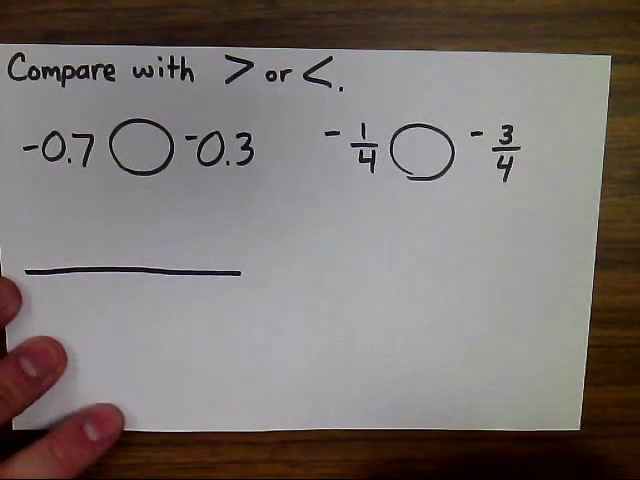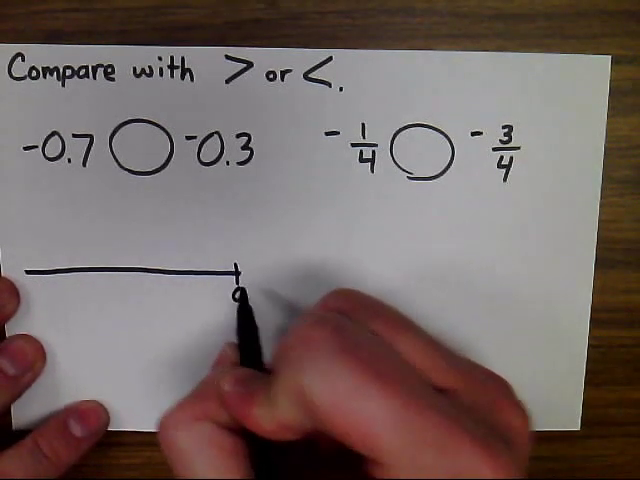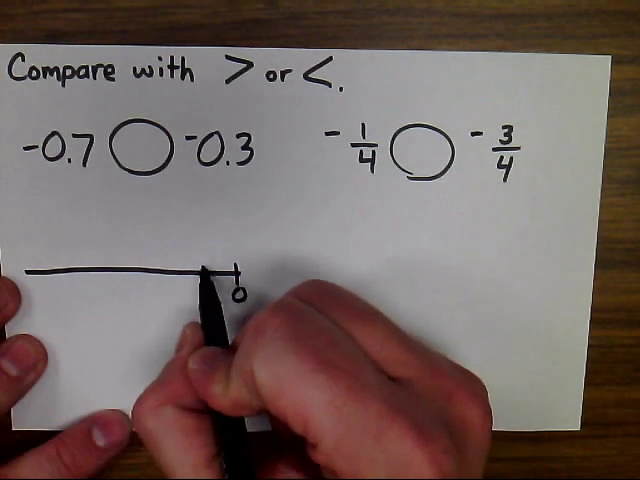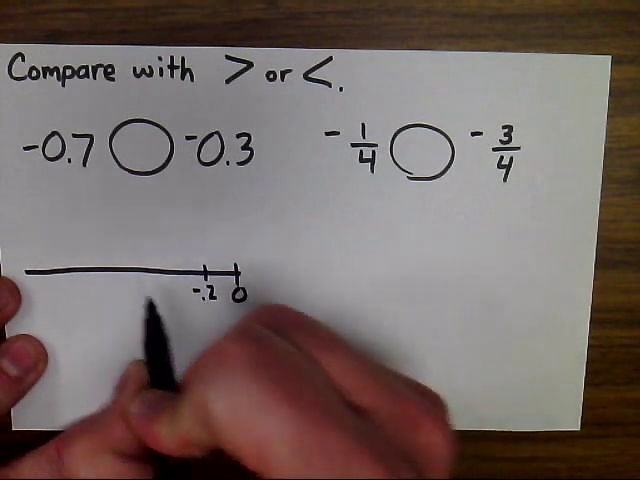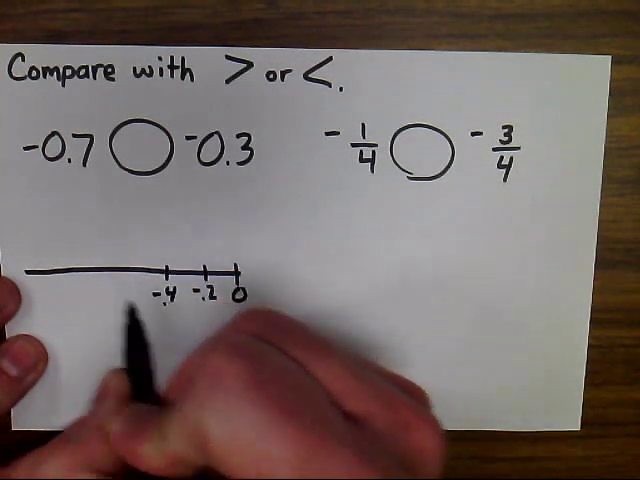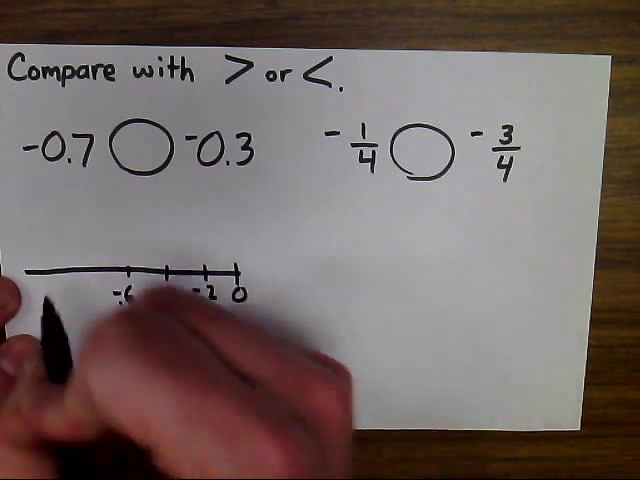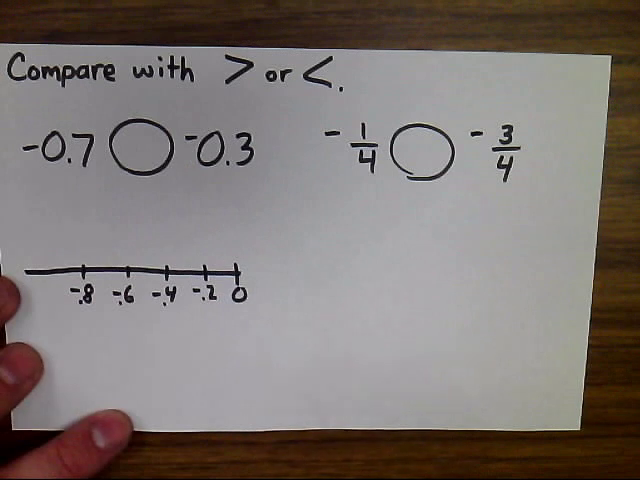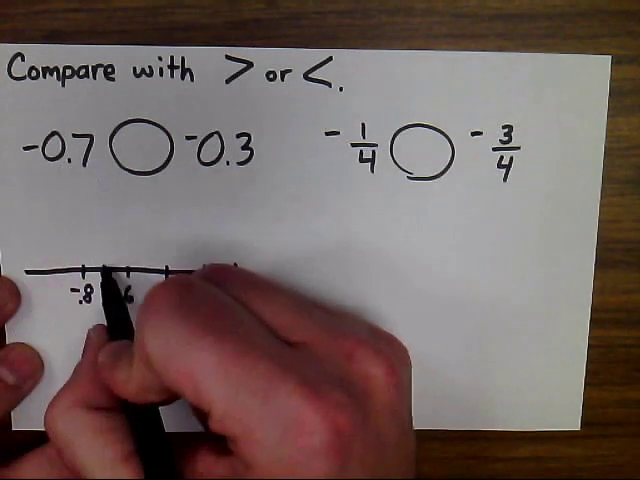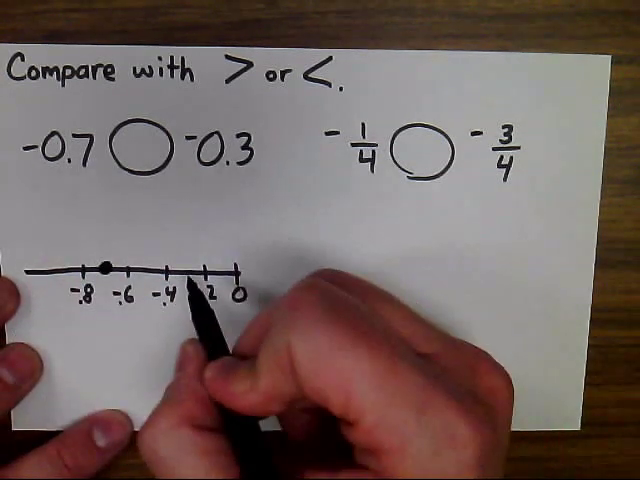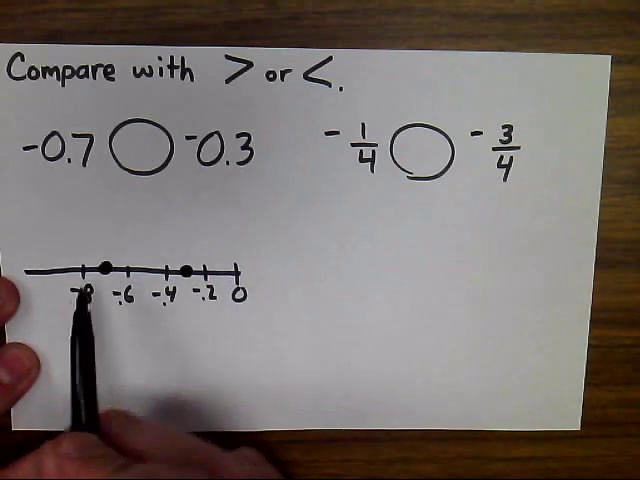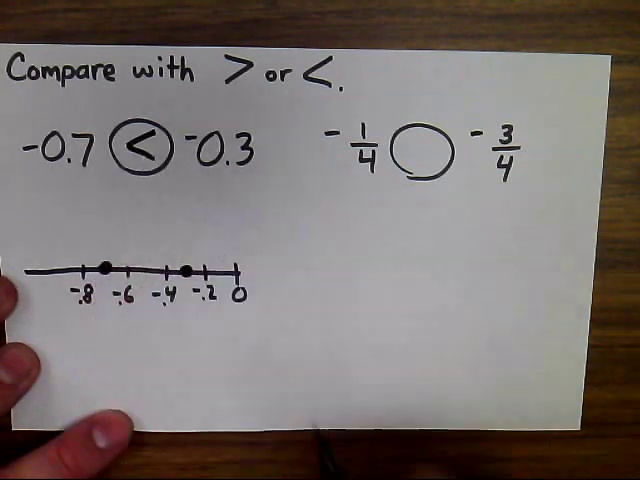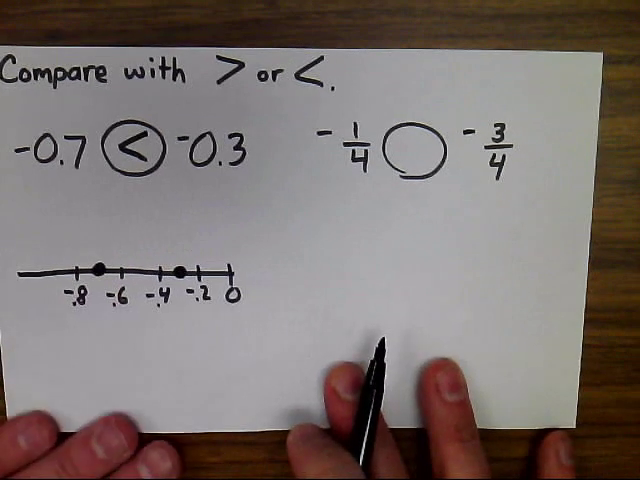So what I would typically do is choose a basis to count by. In this case, maybe I would count by 2/10. So -2/10, -4/10, -6/10, -8/10. And now it's time to plot each of these points. -7/10 would go right here, and -3/10 would go right here. Clearly -7/10 is further to the left, which would indicate that -7/10 is smaller than -3/10.